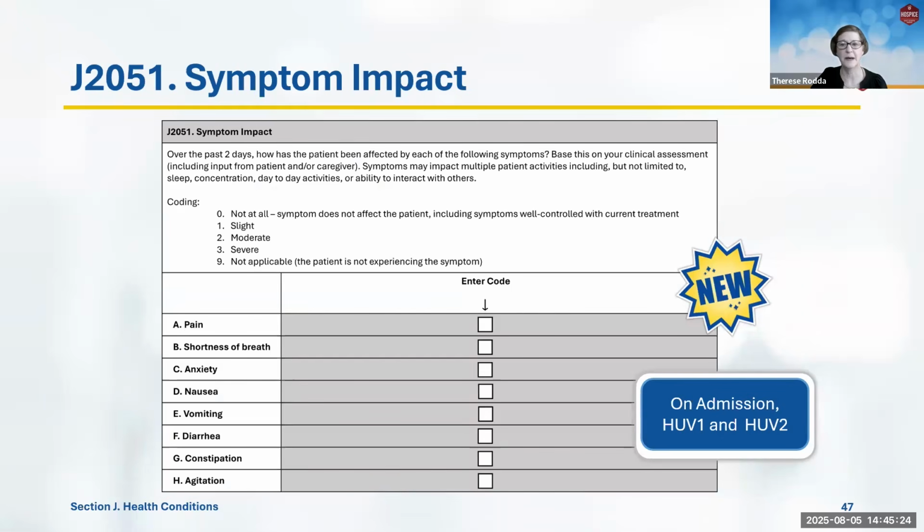J2051, symptom impact, is also a new item. It is collected on admission, HUV1, and HUV2. This data element asks the clinician to rate the impact of 8 symptoms on the patient over the past 2 days. They are pain, shortness of breath, anxiety, nausea, vomiting, diarrhea, constipation, and agitation.